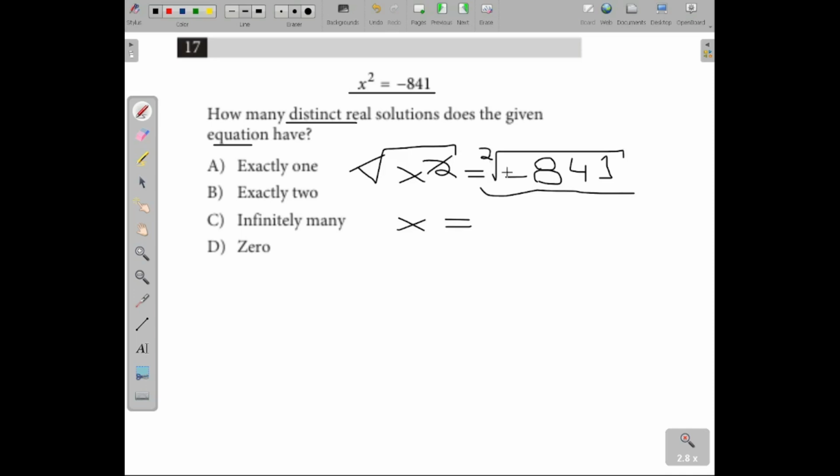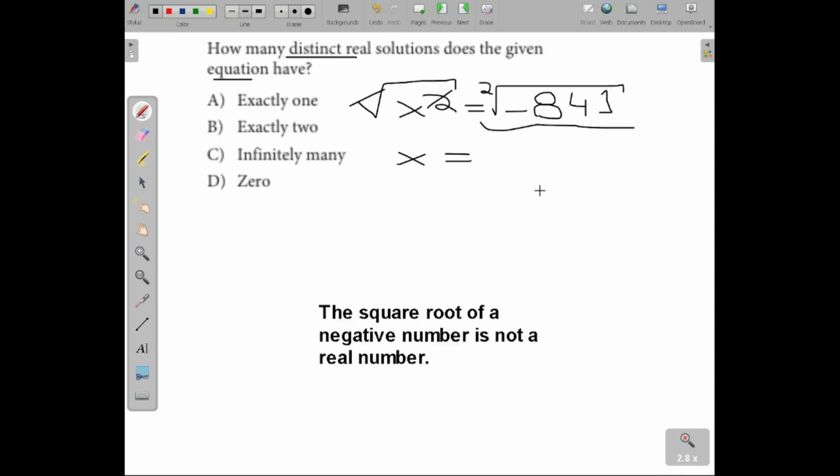Since it's a square root, we cannot get a real solution. So the square root of a negative number is not a real number. So this equation does not have a real solution. The right answer is D.